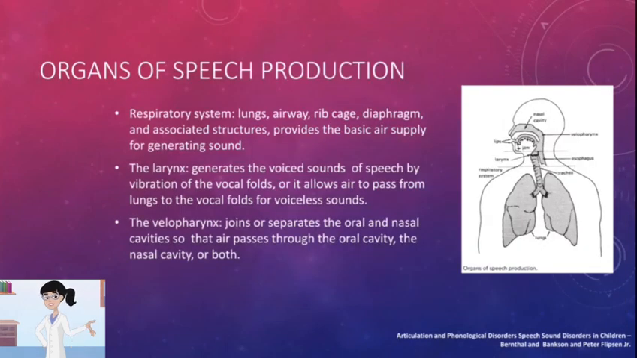First, the respiratory system, which consists of lungs, airway, ribcage, diaphragm, and its associated structures. The respiratory system provides the basic air supply for generating sound. Then, the larynx, which generates voiced sound for speech by vibrating the vocal folds, as in z, and it allows the air to pass from the lungs through the vocal folds for voiceless sound. Here, basically the respiratory system and larynx work together. Next, the velopharynx, which joins or separates the oral and nasal cavities so that the air passes through the oral cavity, the nasal cavity, or both.